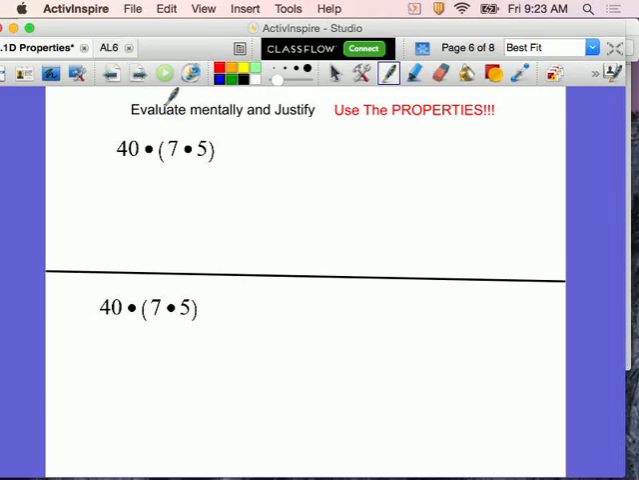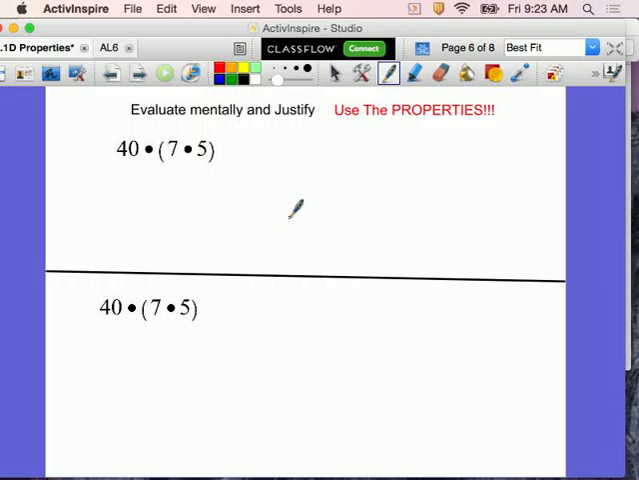Okay, and then here it says evaluate mentally and justify, but keep in mind, I can't read your mind and I don't think you want me to. So, make sure to pick a property and use it for each problem. Okay?